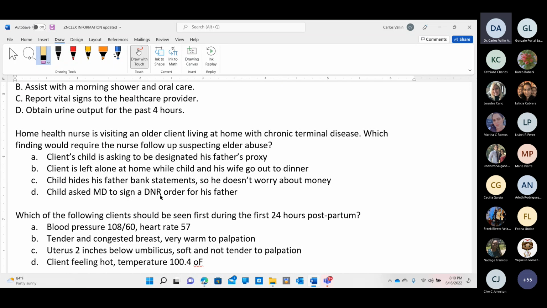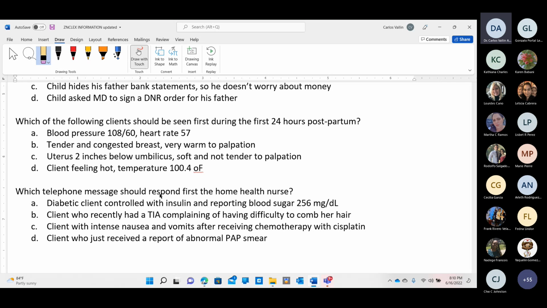Remember that to be in hospice, if you have a chronic terminal disease, necessarily you need to be DNR, no? It's automatic. Which of the following clients should be seen first during the first 24 hours postpartum? So it is OB, no? Because it's postpartum, 24 hours. Let's see. Which client is first, a prioritization?